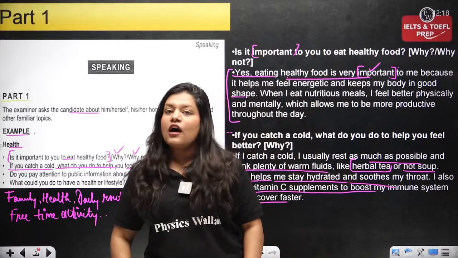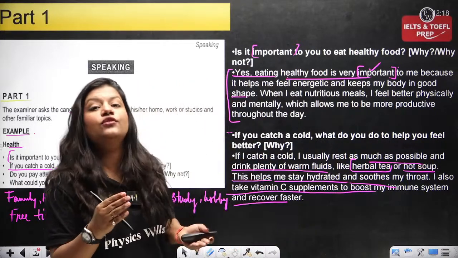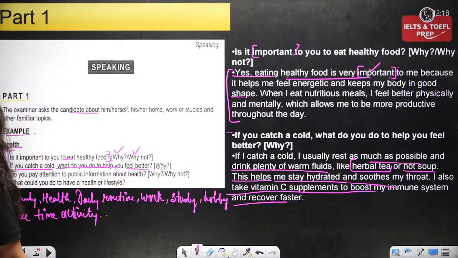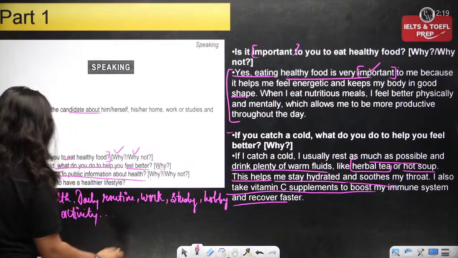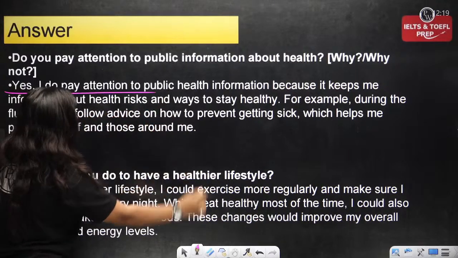Okay? This is how you have mentioned, like if you catch cold, how you cater to that and how you deal with that. Okay? Next question क्या है? Do you pay attention to public information about health? So if yes, then yes. Yes, I do pay attention to public health information.